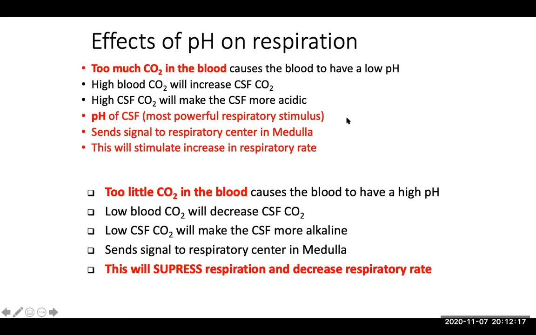So what is in red here, I want you to have a good understanding. So if you have too much carbon dioxide in your blood, you'll have a very acidic pH and you will breathe more. So you'll almost hyperventilate to try to rid the body of excess CO2. If you have too little CO2 in the blood, this will cause your blood to have a high pH. So you'll breathe more shallowly or slower to try to suppress respiration.